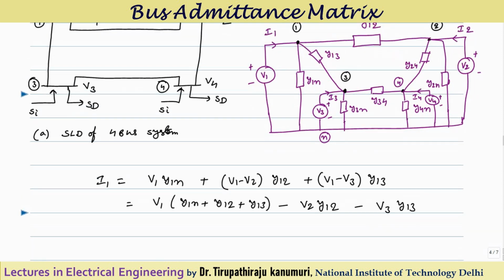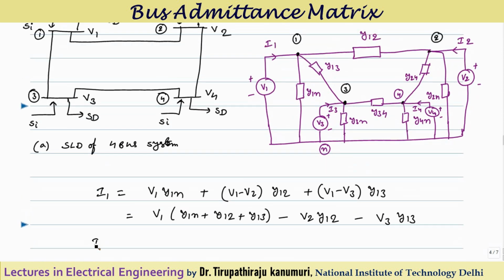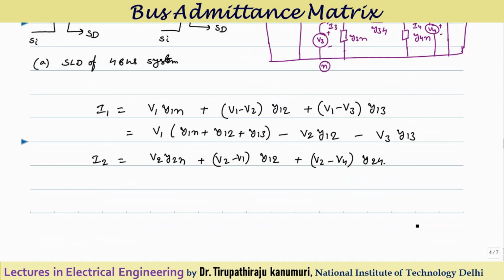In a similar way I can analyze the current I2. What is the value of current I2? Again, current entering is equal to current leaving. So this will be equal to V2 multiplied by Y2N plus (V2 minus V1) multiplied by Y12. Got it? Plus (V2 minus V4), because between node 2 and 4 there is also a connection, times Y24. Similarly, I can write the value of I3.